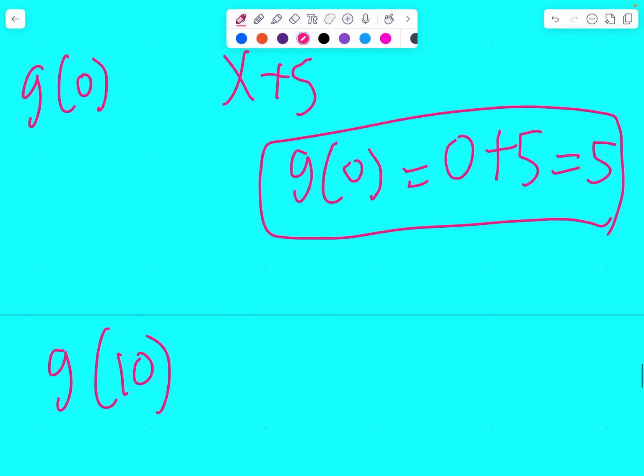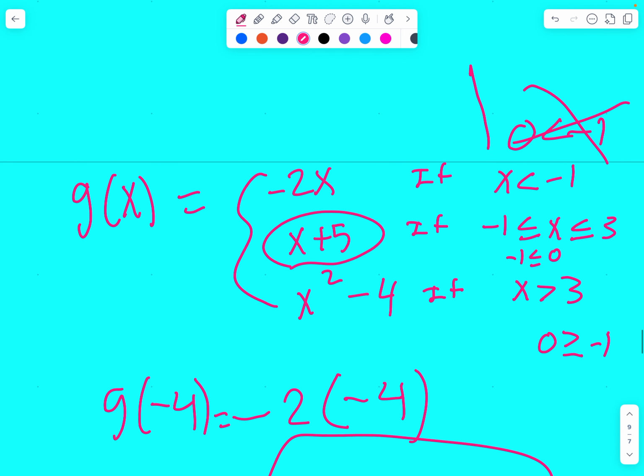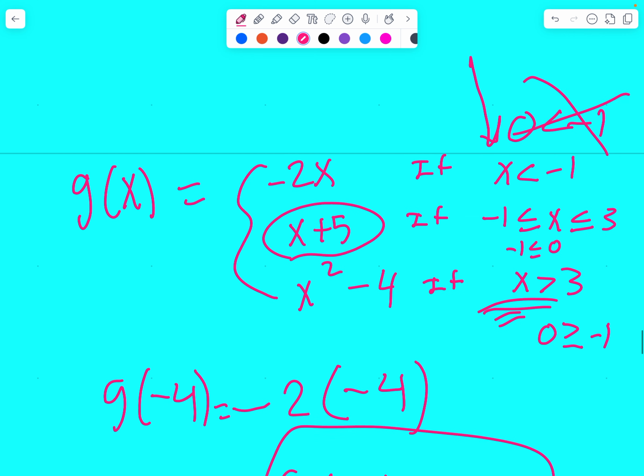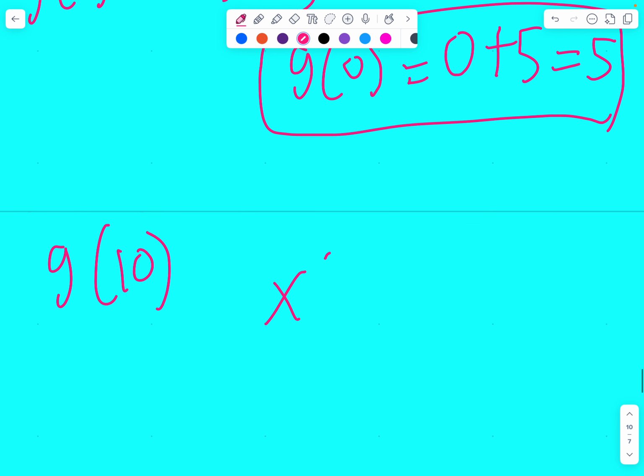How about g of 10? Where does 10 fit? Well, let's look. Is 10 less than negative 1? No, it is not. And 10 is not between negative 1 and 3, so we know that one's out. I know 10 is greater than 3. Yes, it is. So I'm going to use the third formula, and the formula is x squared minus 4. They literally just told me that. So I'm going to plug 10 in.